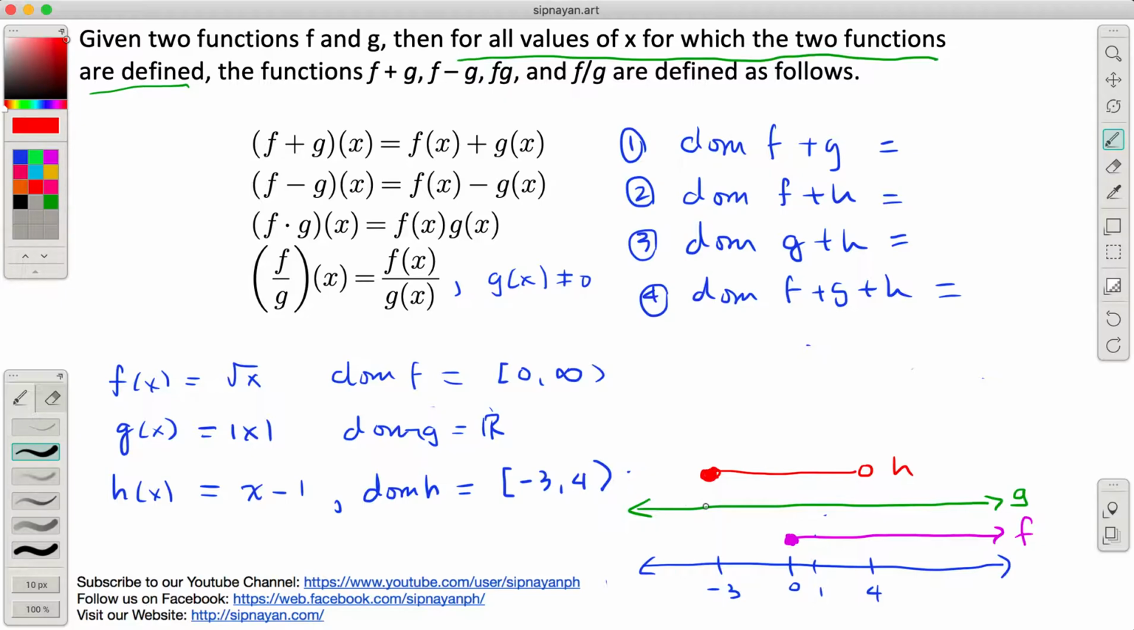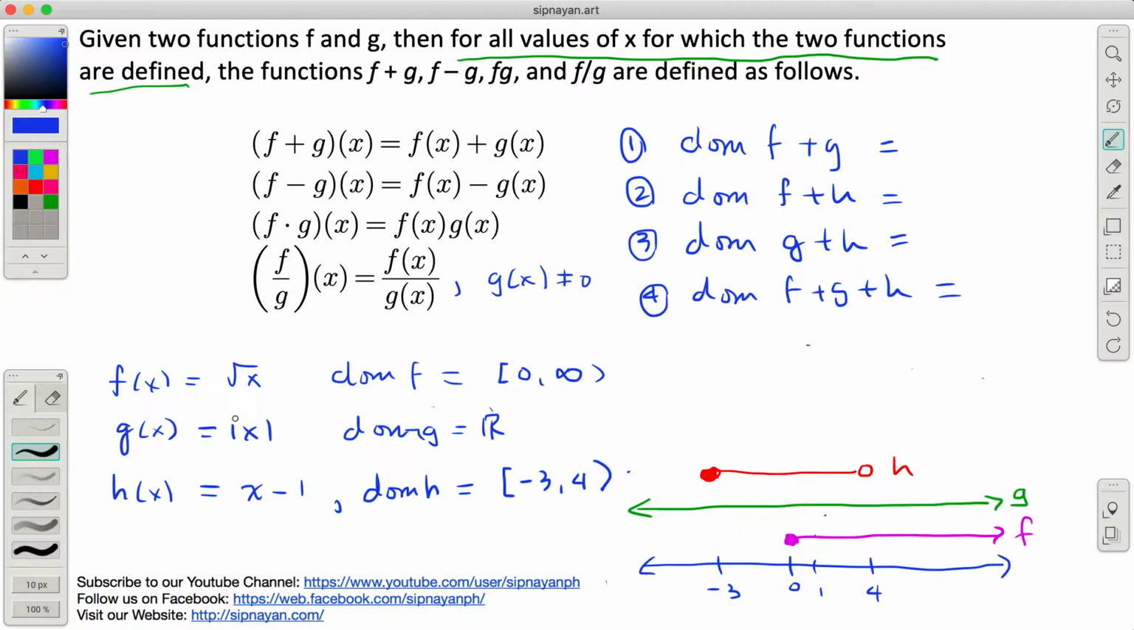So, kailan natin pwedeng i-add yung function? Pag defined yung mga addends natin. Yung mga functions natin defined, saka lang tayo pwede mag-add, no? So, as an exercise, tingnan natin yung domain ng f plus g.